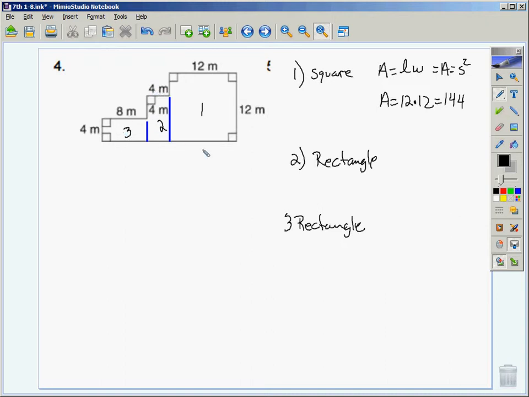The next rectangle. Remember, area is equal to length times width, or base times height. This is 4. How far is it from here all the way up to here? Well, it's 4 to here, and it's 4 more up, so this is a total of 8. So my length and width are 4 times 8. Well, what is 4 times 8? 32.